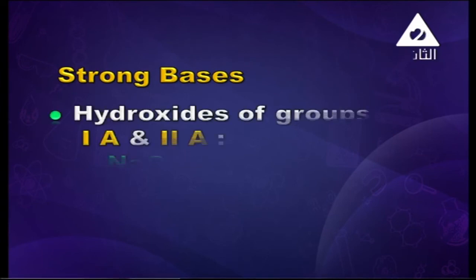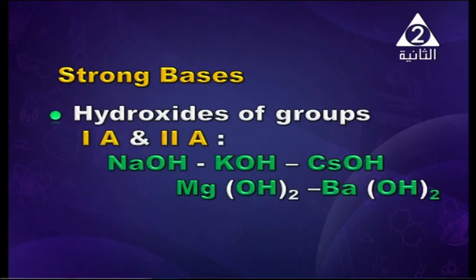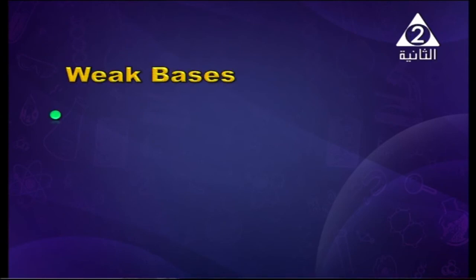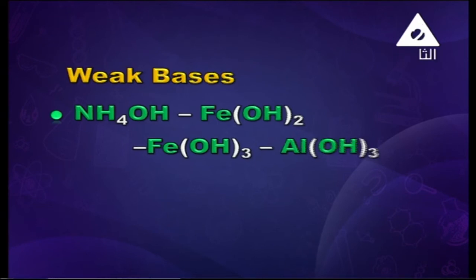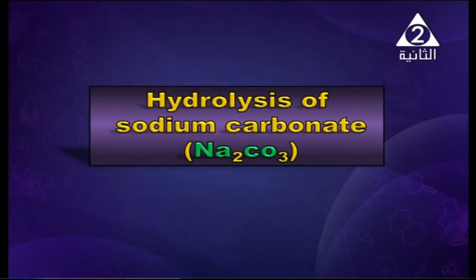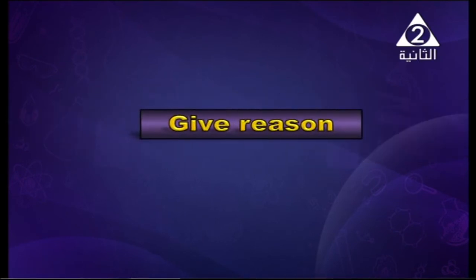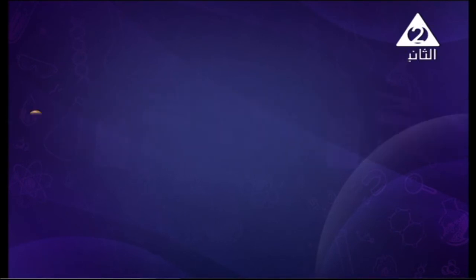Strong bases here are the hydroxides of group 1A and 2A: sodium hydroxide, potassium hydroxide, cesium hydroxide, magnesium hydroxide, barium hydroxide. Weak bases are ammonium hydroxide, iron 2 hydroxide, iron 3 hydroxide, and aluminum hydroxide. So we are going to discuss the hydrolysis of some salts. Hydrolysis of sodium carbonate, Na2CO3, and we have to give reasons for this point.